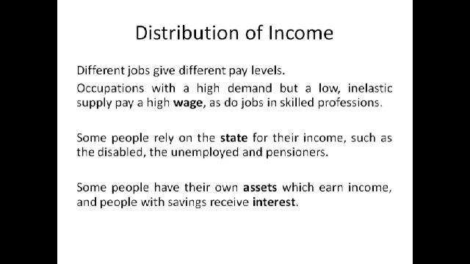Some people rely on the state for their incomes, such as the disabled, who get many benefits, the unemployed, who get job seekers allowance, and pensioners, who get state pension. Some people have their own assets which earn them income, such as renting houses and land. Business owners often have a high income, and people with savings receive interest, helping to supplement their income further.